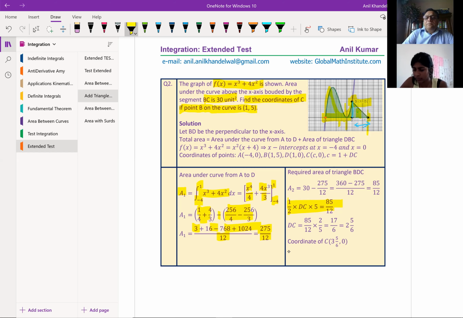But what are we given? We are given total area, right? We are given total area of 30 units. That is what we are given. So what I found is I have to really find what DC is. The real question is to find the coordinates of point C. So I'm saying that the second area will be 30, take away A1, correct?